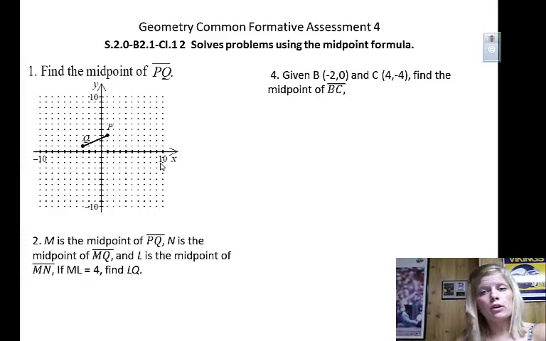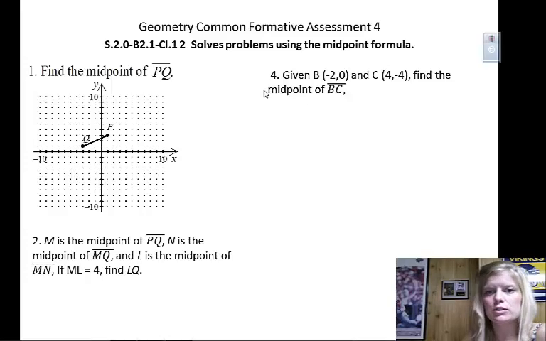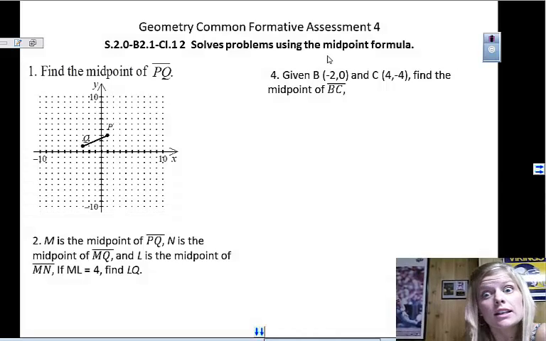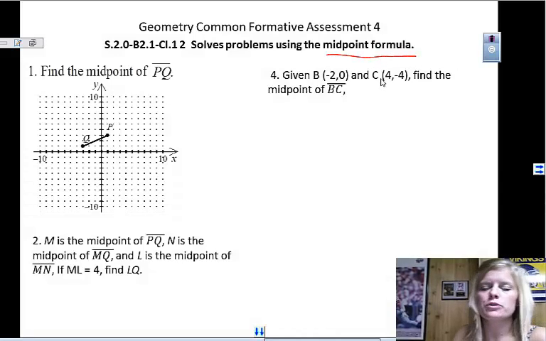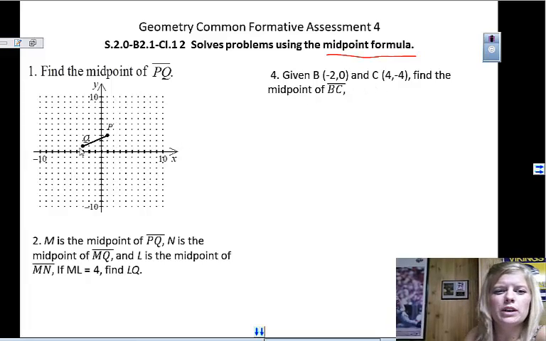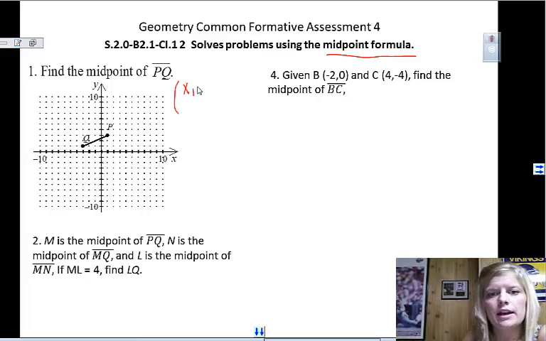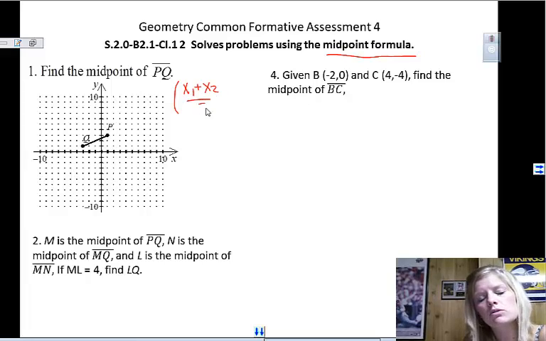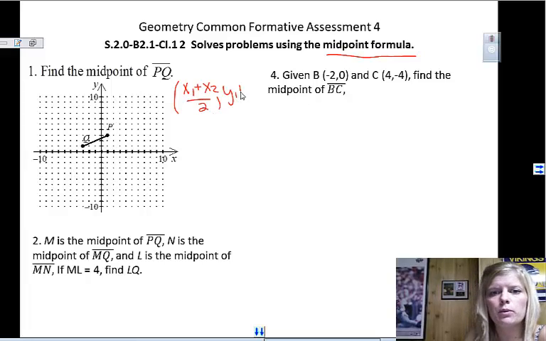Alright, turn it over. Now we're on midpoint. So what do you think we're going to be using? Ding, ding, ding, ding. Midpoint formula. Reminder, 2 of them. Single line, double line. Number 1, we're doing a double line. Here's 1, here's 2 lines. So that's double. So that would be this formula: x1 plus x2 over 2 and y1 plus y2 over 2.